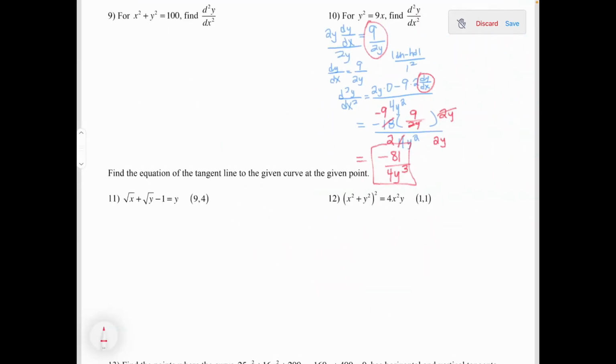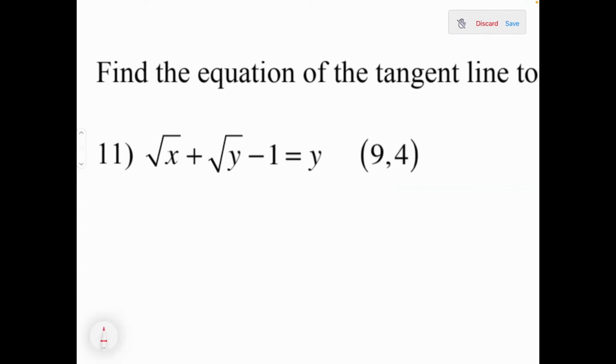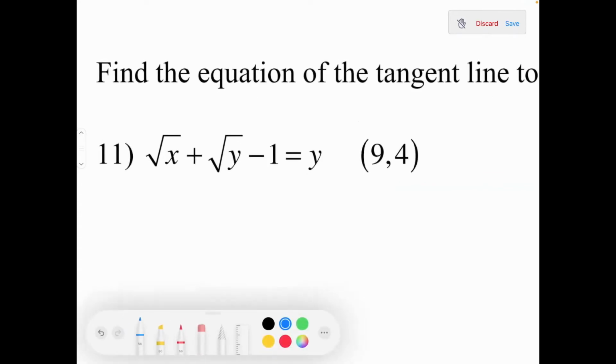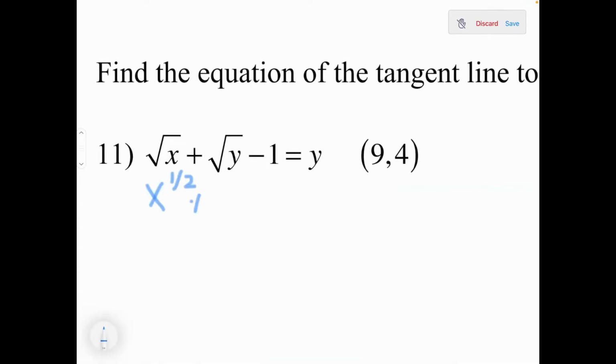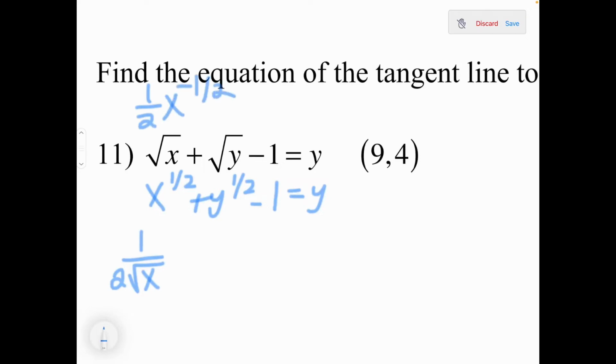All right, find equation of the tangent line. We can still do that using implicit differentiation. It doesn't really go away. This is x to the 1/2 plus y to the 1/2 minus 1 equals y. So we end up with 1 over 2 square root of x. And here's where that came from. We get 1/2 x. We're going to subtract 1. We get negative 1/2. So we can go ahead and move that to the bottom, make it positive. We can do the same thing with y to the 1/2. It's going to be 1 over 2 square root of y. So that's got to be our dy dx.